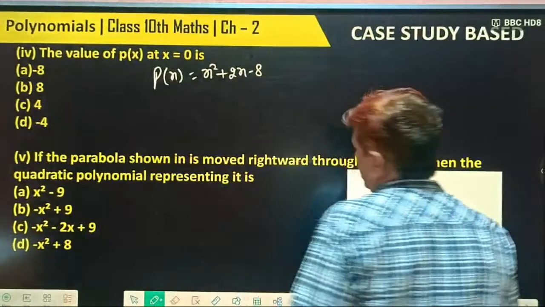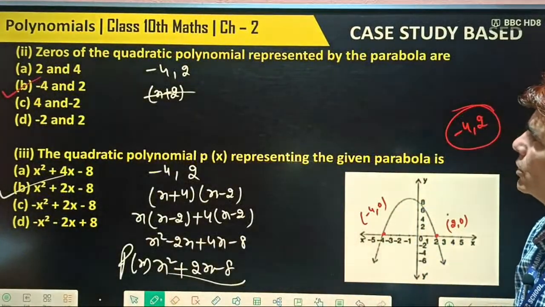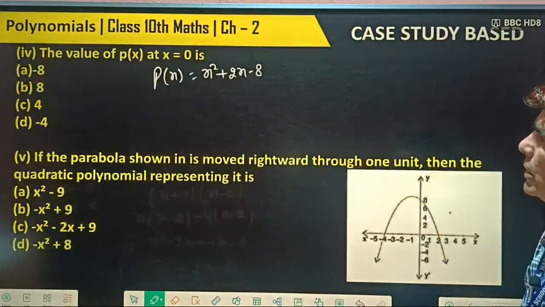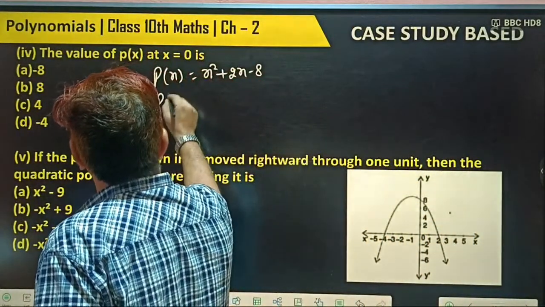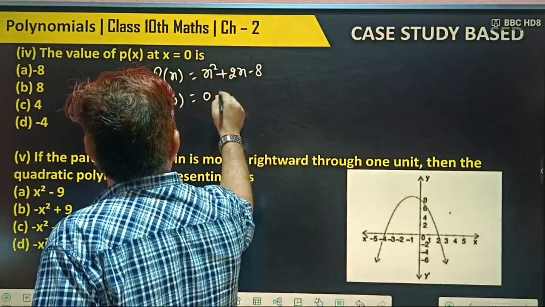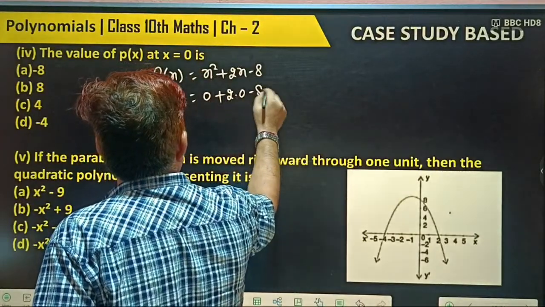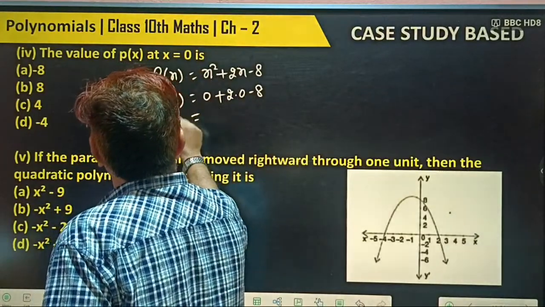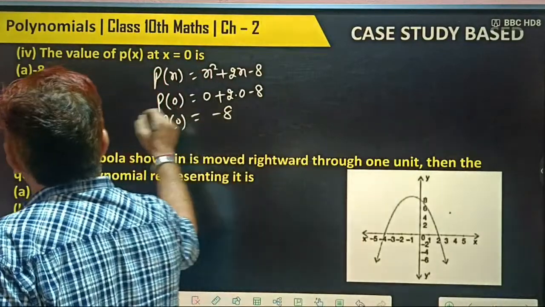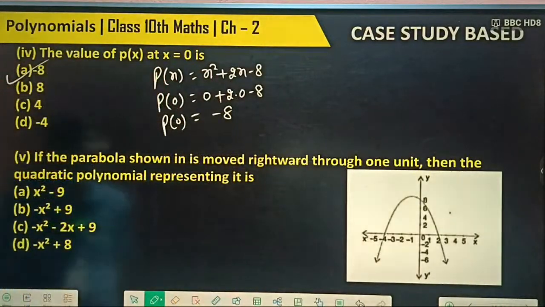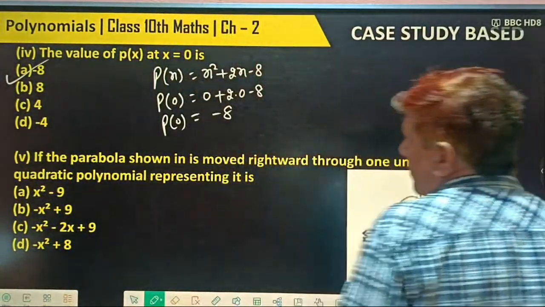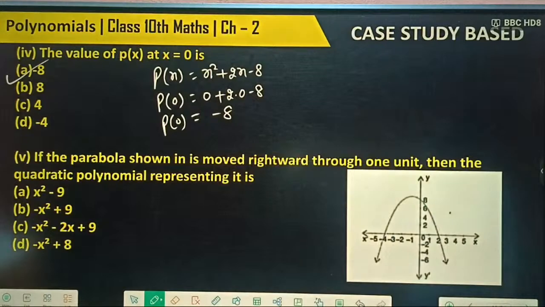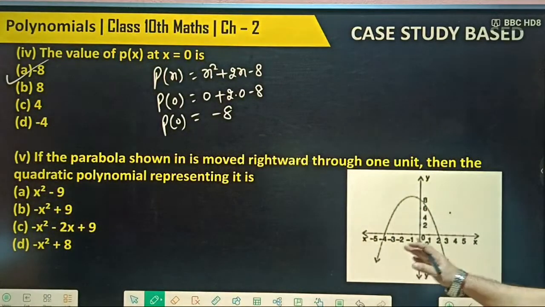Look one time. Yes or no? So if x equal to 0, it means p of 0 equals 0 plus 2 into 0 minus 8, so p of 0 is minus 8. Yes, that's your answer. Simple calculation.